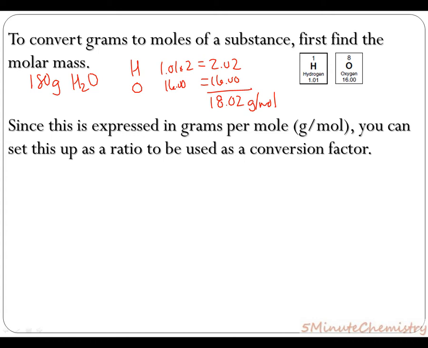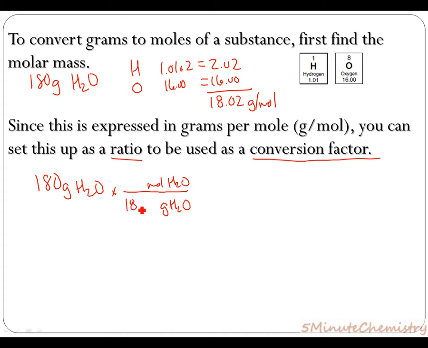Now that I have that value, in order to cancel out the right units, you need to set this up as a ratio or a fraction so that we can use it as a conversion factor. So we'll do that now. It's going to be 180 grams of water to start. We want to multiply it by the conversion factor, and we want to make sure that we have the right unit on the bottom. Since we start with grams on top, we need grams of water on the bottom and moles of water on top. So according to the molar mass, there are 18.02 grams in 1 mole.